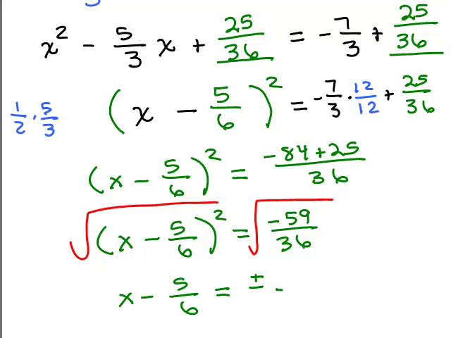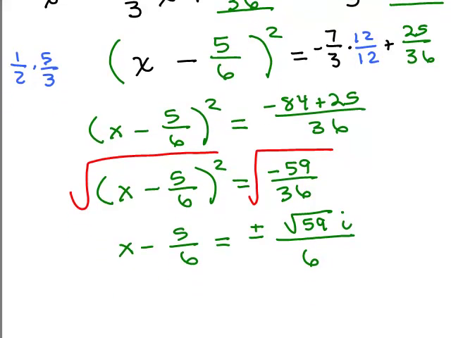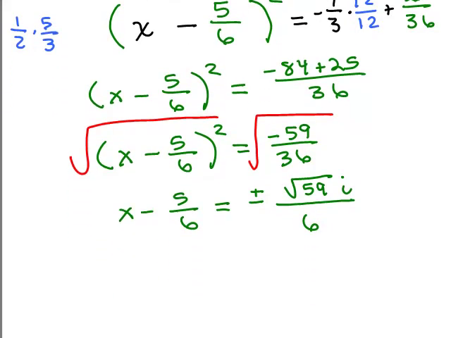So what will that be? Well, the numerator is the square root of −59. Remember what that means? That means the square root of 59 i. And the square root of the denominator will be 6. Well, the cool thing is at least I have the same denominator on both sides. Almost done. So this gives me 2 separate equations.